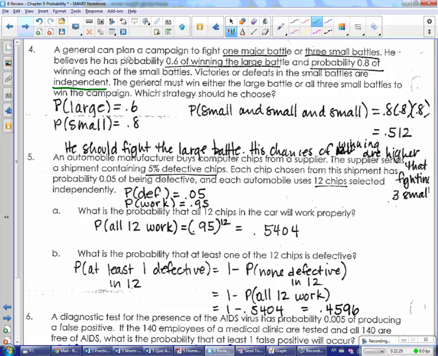And we're told in the problem that we have independence. So basically, you need to figure out the probability that he could win all 3 small battles. The probability would be 0.8 times 0.8 times 0.8 because we have that independence. That probability is lower than the probability of winning a large battle. So he should fight the large battle.